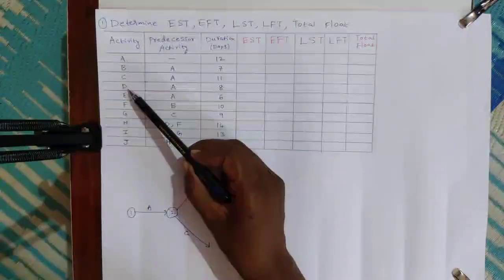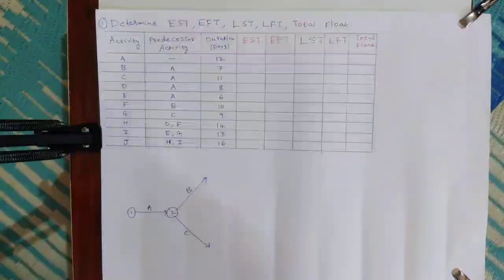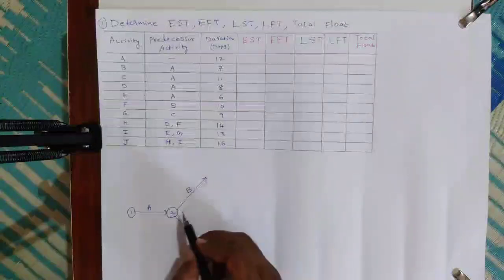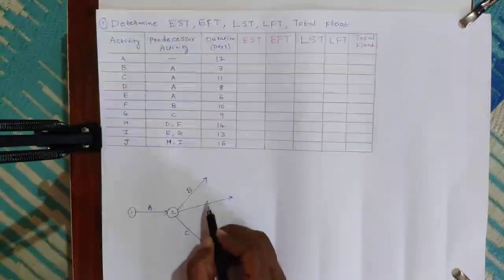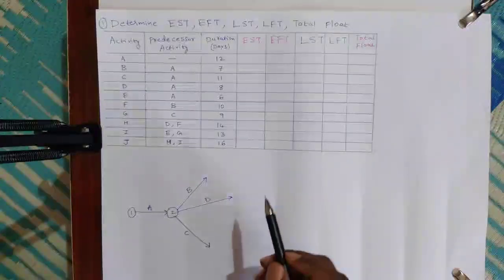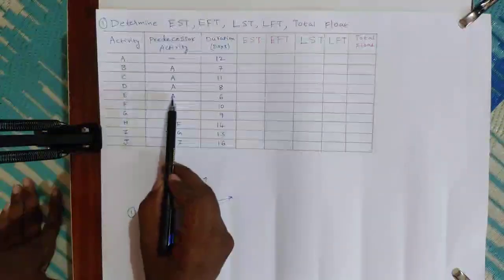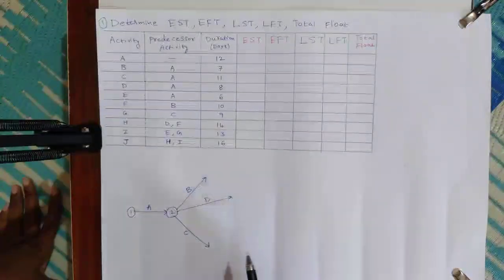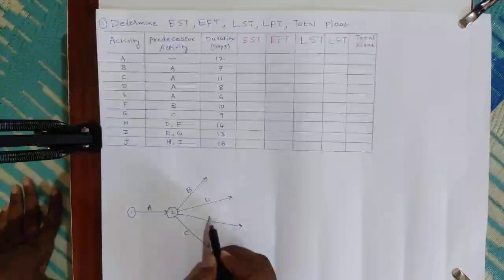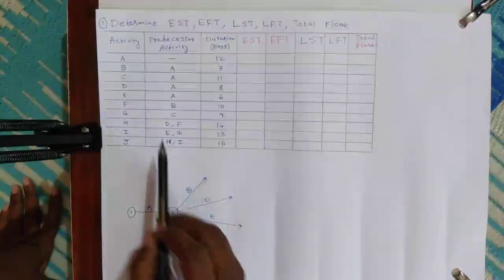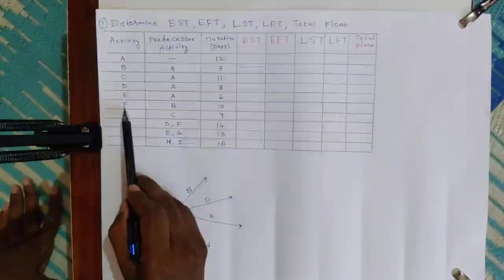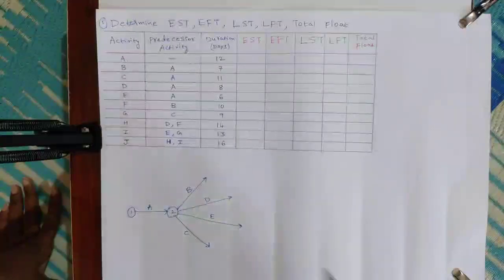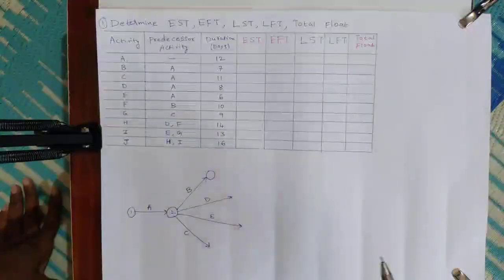Similarly, for D, E, F: for D also, activity A is the predecessor, so I am drawing this activity D. Similarly, for activity E also A is the predecessor. After A we can draw activity E. And for F, activity B is the predecessor. That means after completion of B we need to start F.